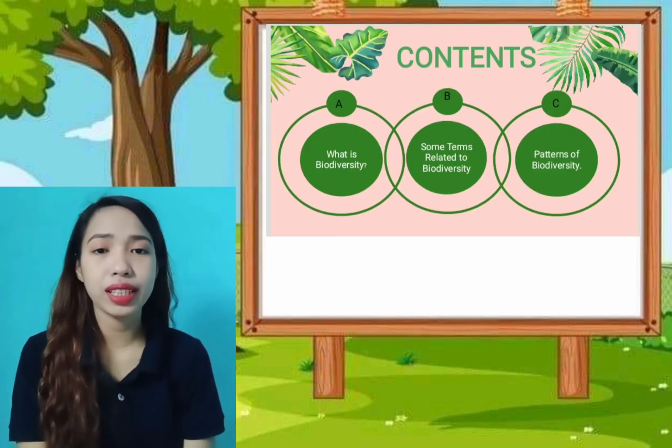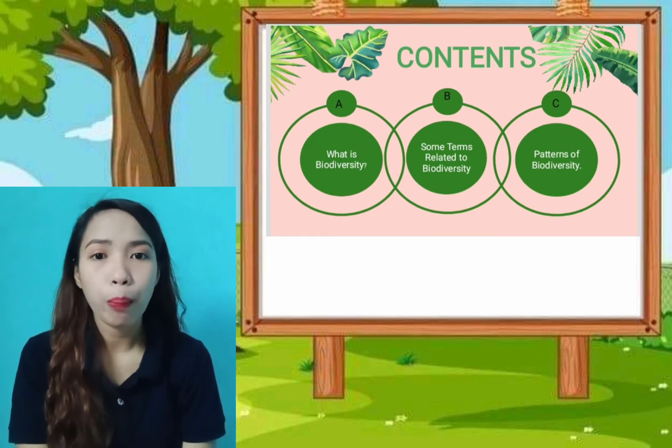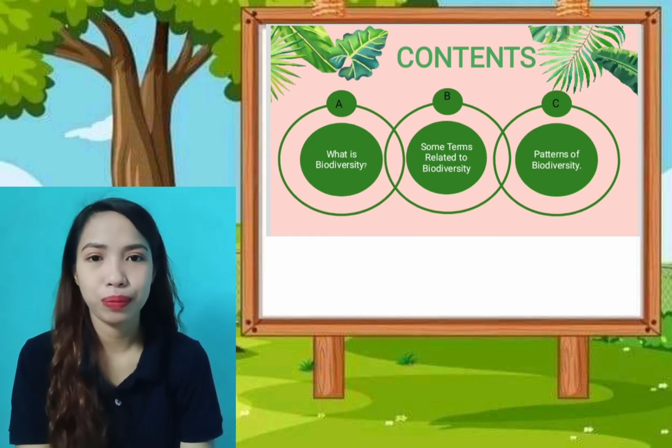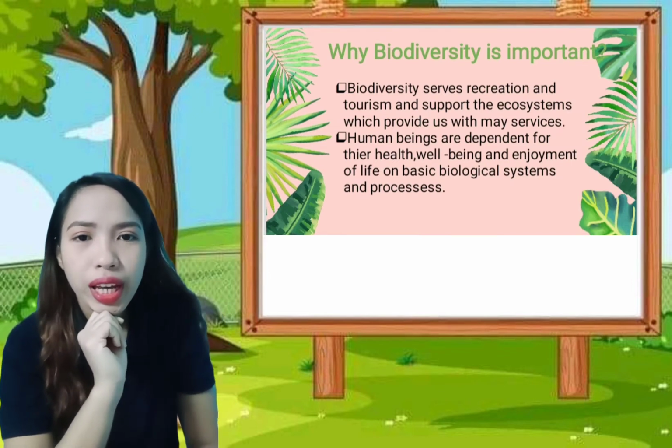These are the topics that I will discuss. First is what is biodiversity. The second one is some terms related to biodiversity. And the last one is patterns of biodiversity. So class, what comes to your mind when you hear the word biodiversity?